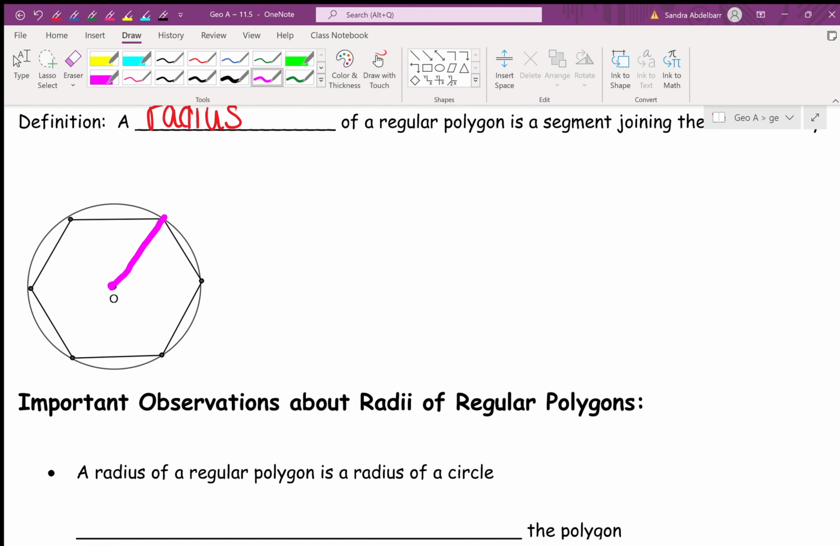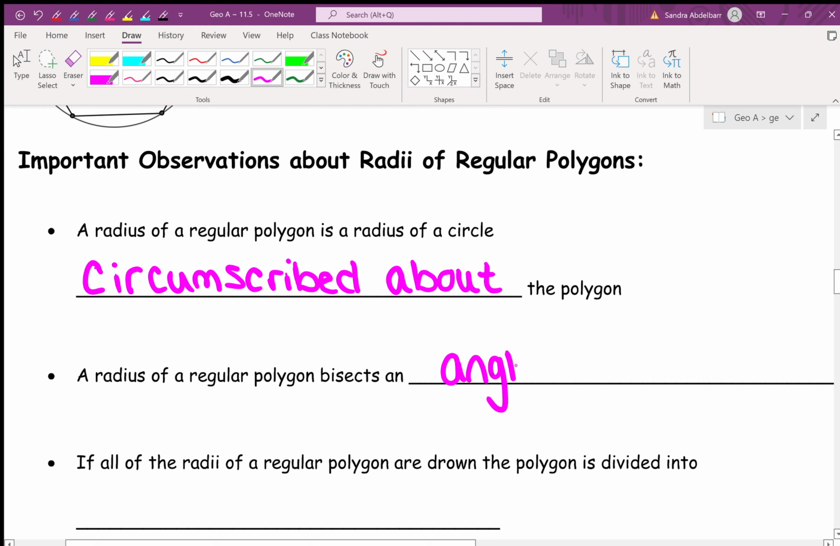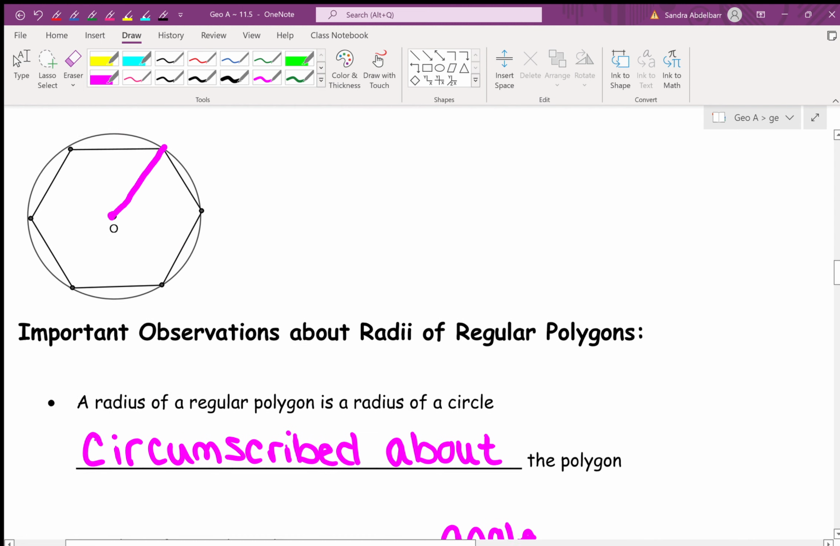Okay, important observations about radii of regular polygons. A radius of a regular polygon is a radius of a circle circumscribed about the polygon. A radius of a regular polygon, this is a big one, bisects an angle. So it bisects the angle that it touches. So every radius we draw in, so you know how we're drawing it to the corners? It bisects all of those angles, splitting it into two equal angles.